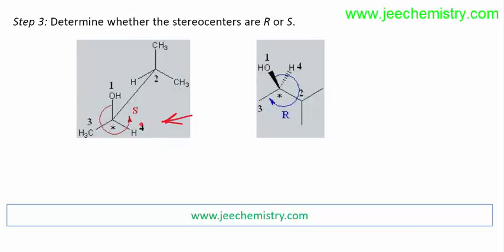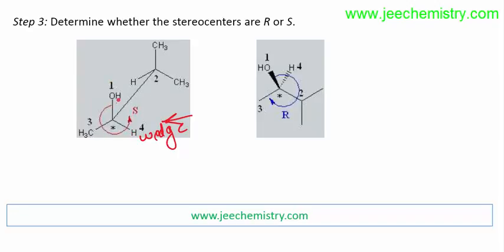For RS configuration, the H group should be in the dash position. If you view from the left side, fine, but if you view from this right side, then this H will be in the wedge position. Now, wedge position means that after getting the answer, we have to reverse the answer. If this is a wedge position, then the numbering, the priority numbering, is done: 1, 2, 3, 4.